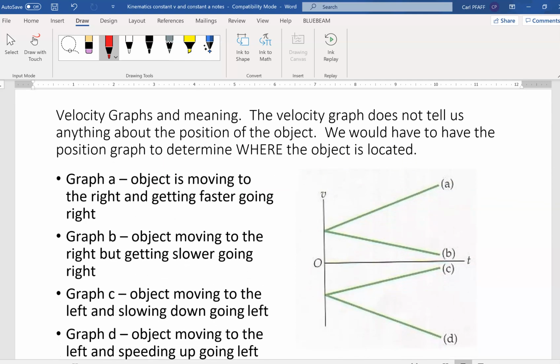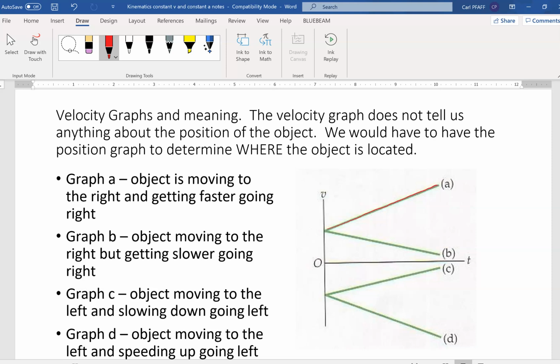So last look at what we're going to talk about right here, and then we'll go to another screencast where we look at predicting some motion. Velocity graphs, what do they mean? The velocity graph doesn't really tell us anything about where the object is when it starts its motion, right? We'd have to have it placed on some number line or be told where it is so it's located. But if we look at graph A, this object is moving to the right because it's going and it's getting faster.